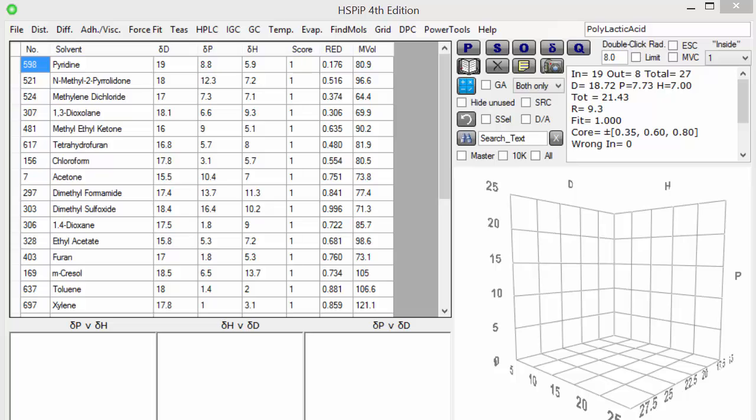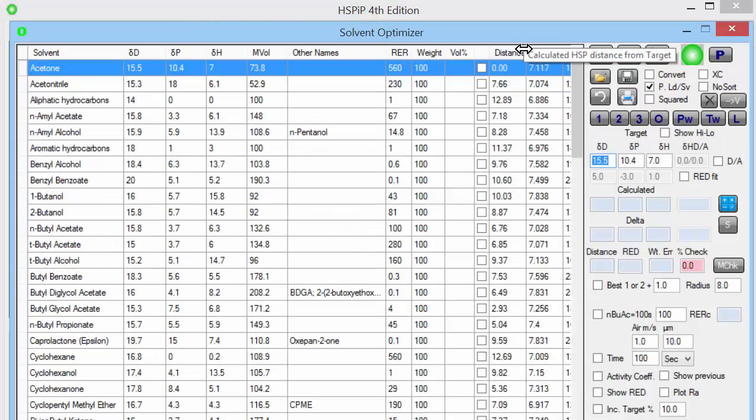To do this, we click on O to open this solvent optimizer. We have here a list of solvents with a lot of their properties, obviously their HSP, but also their relative evaporation rates, their Antoine constants, and so forth.